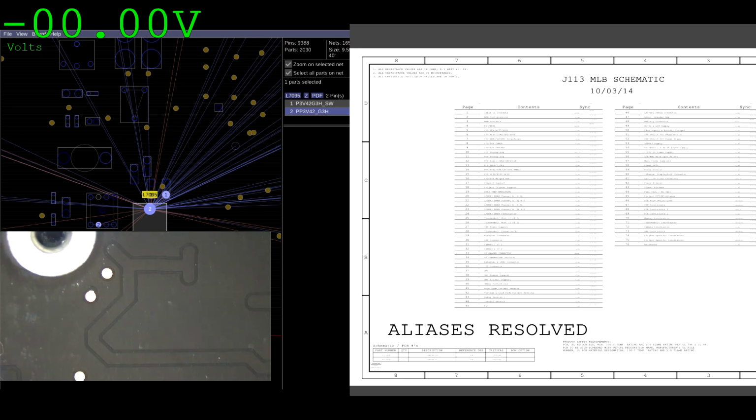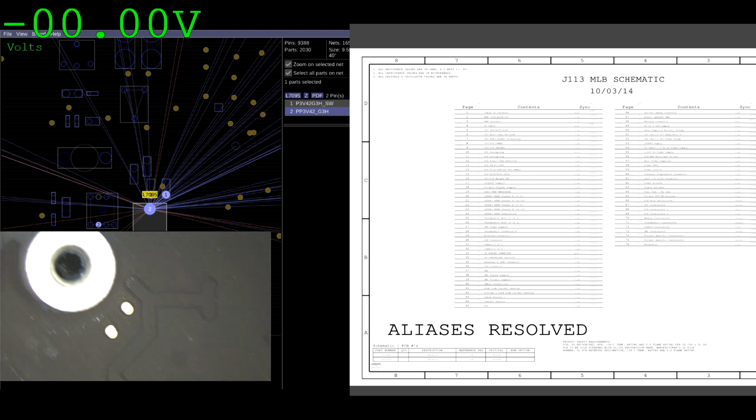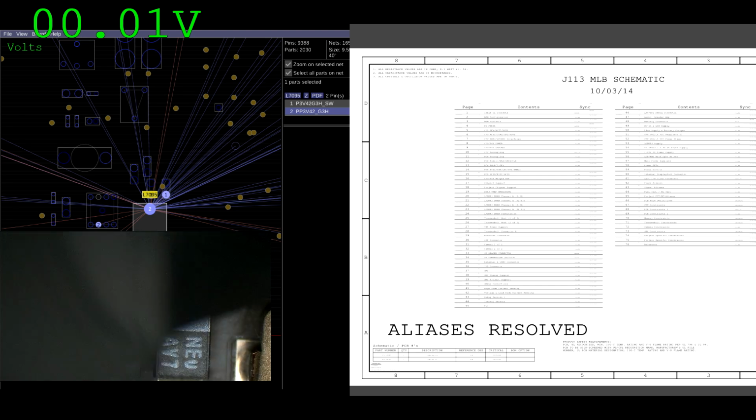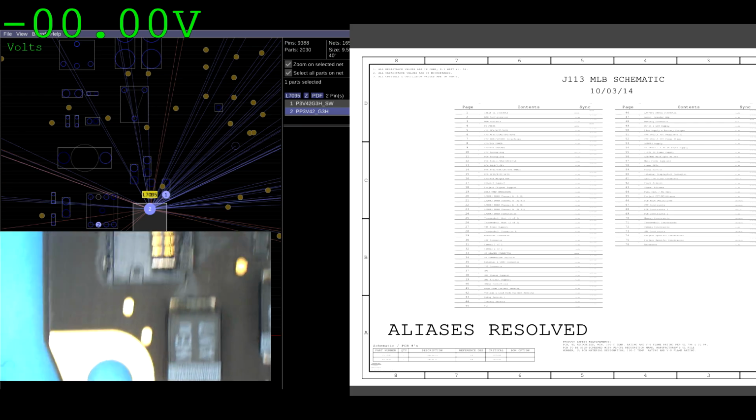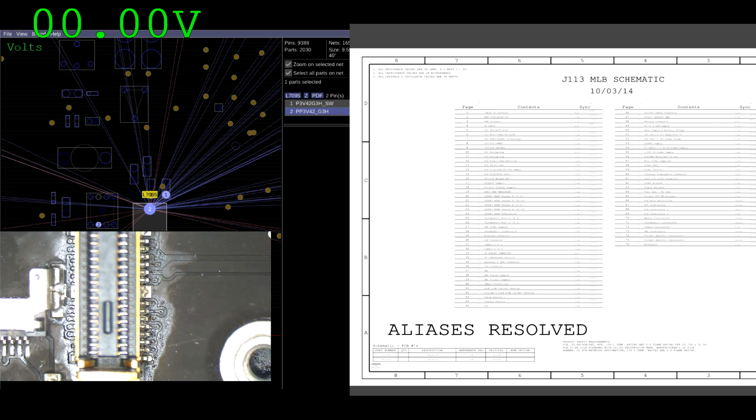Now, the next thing I want to do is see if the SMC is running. And I also want to check out what the DC in connector looks like. The DC in connector over here actually looks fine.